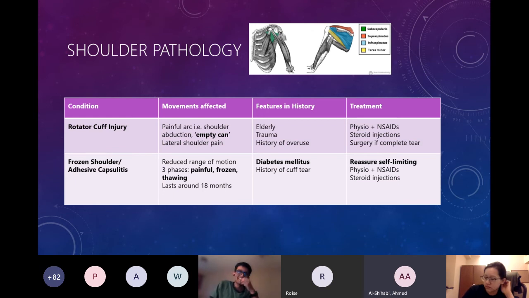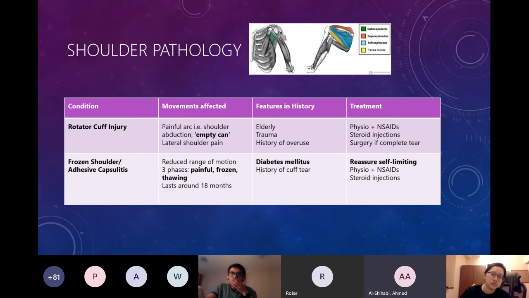Adhesive capsulitis: if you are stood in front of an OSCE station and the brief is do a shoulder exam on this 53-year-old diabetic, it's going to be adhesive capsulitis. There's a reduced range of motion globally, so it's difficult to move their arm in any direction, but the worst one is external rotation for them. So external rotation is particularly difficult. Diabetes is by far the biggest risk factor. There is a sort of pattern to it, which is it starts off as painful, then it freezes up, and then it gets better, and it lasts around 18 months.